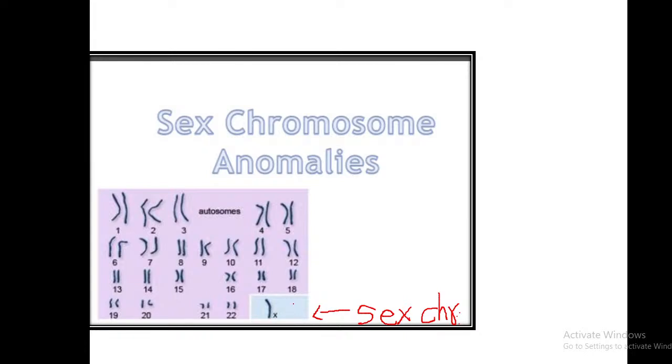This is X. Here a chromosome is missing. Here there should be either XX or XY. Here it is missing. Here there is only X, there is no X or Y. So a difference in the number of sex chromosomes is called sex chromosomal anomalies, or allosomal anomalies. Another name for sex chromosomes is allosomes. Allosomal anomalies means a change in the number of the sex chromosomes. Allosome means sex chromosome.